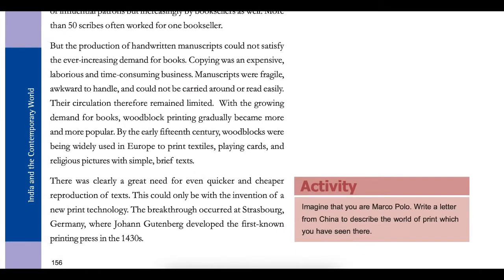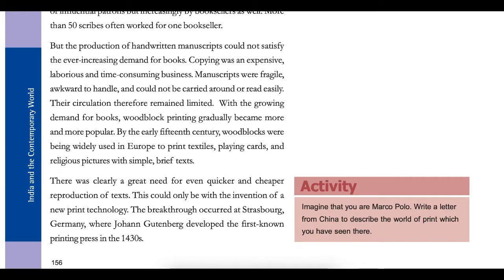But the production of handwritten manuscripts could not satisfy the ever increasing demand for books. Copying was an expensive, laborious, and time consuming business. Manuscripts were fragile, awkward to handle, and could not be carried around or read easily. Their circulation therefore remained limited. With the growing demand for books, woodblock printing gradually became more and more popular.